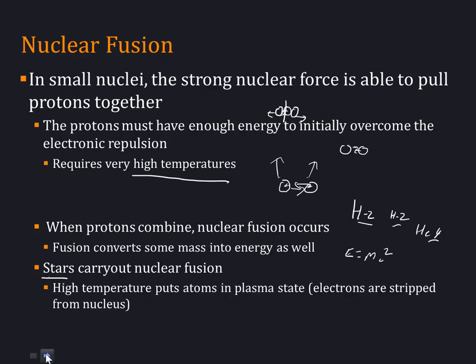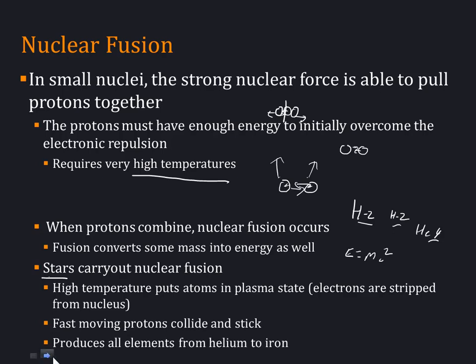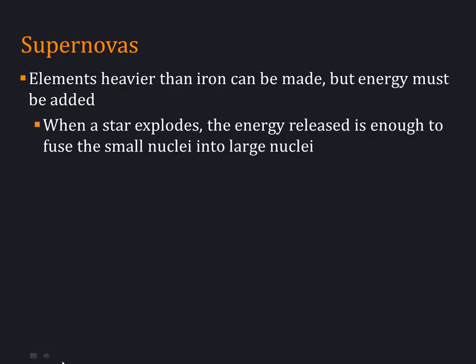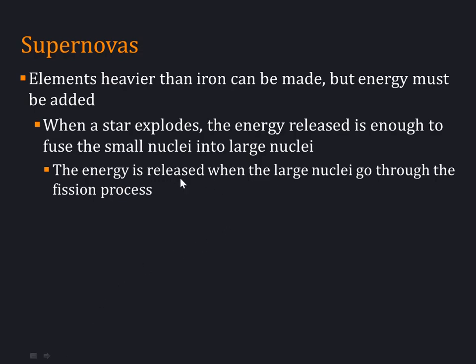So how do we get elements that are heavier than iron if stars can't do it? Well, it turns out stars can actually produce elements heavier than iron, but not in their normal life. It happens when stars die. If a big enough star explodes, we get what's called a supernova, and that produces enough energy that it can force the smaller nuclei together into bigger, heavier nuclei. It requires the addition of energy. So the energy released smashes these nuclei together, and we get all the elements from iron to whatever we get. And then that energy stored in those large nuclei is released through the fission process.